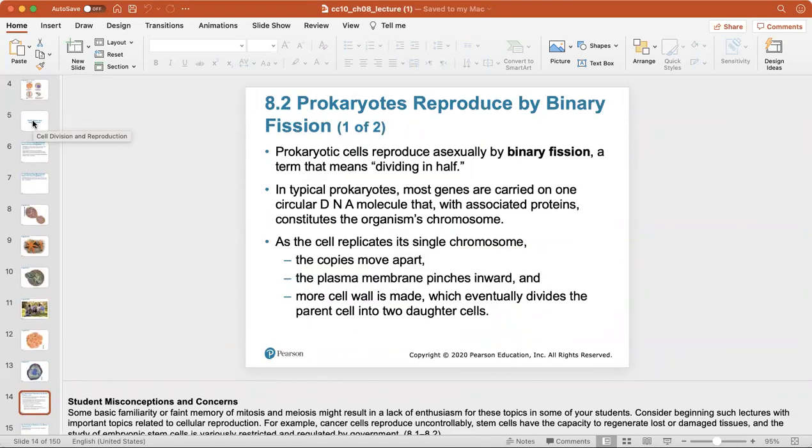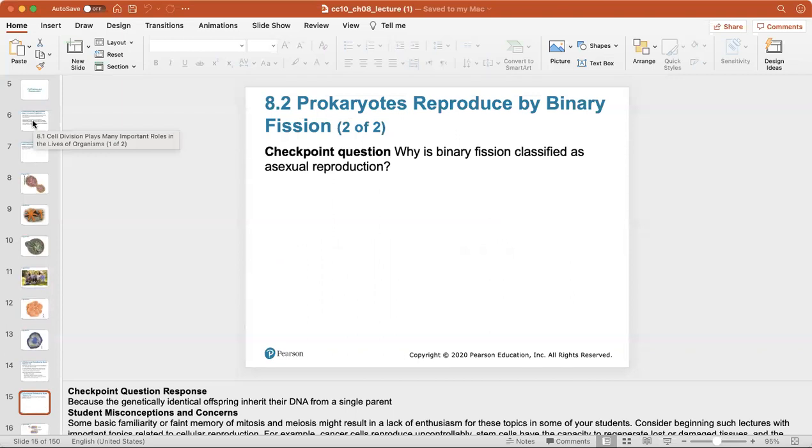Prokaryotic cells reproduce asexually by what we call binary fission, which is a term that means dividing in half. And in typical prokaryotes, most genes are carried on one circular DNA molecule that, with associated proteins, constitutes the organism's chromosome. And as the cell replicates its single chromosome, the copies will move apart, the plasma membrane pinches inward, and more cell wall is made, which eventually divides the parent cell into two daughter cells.